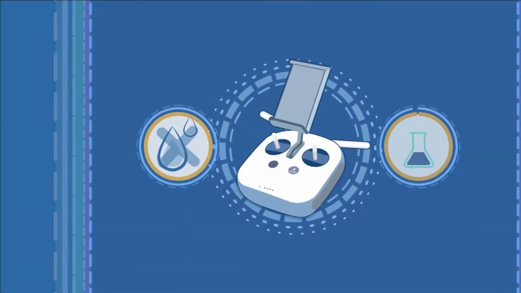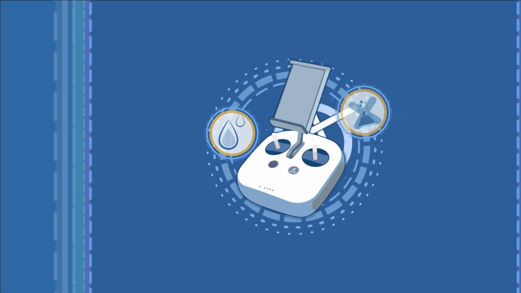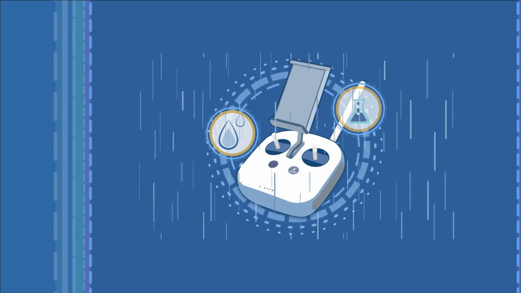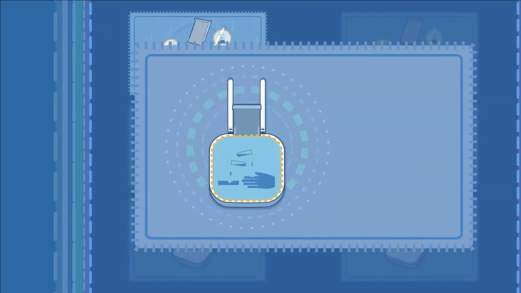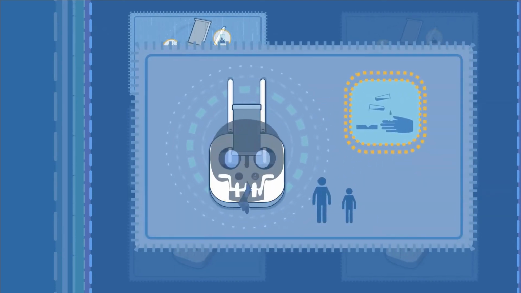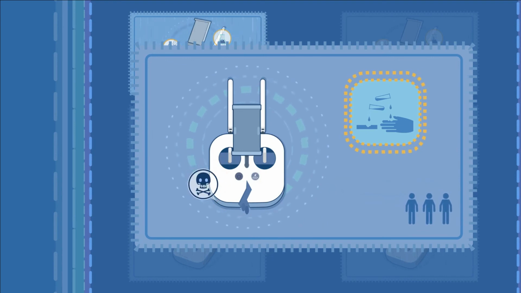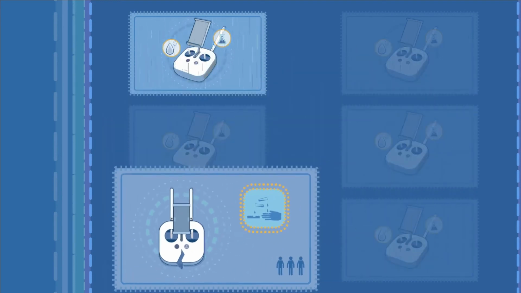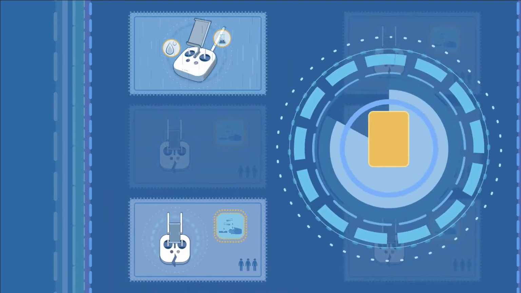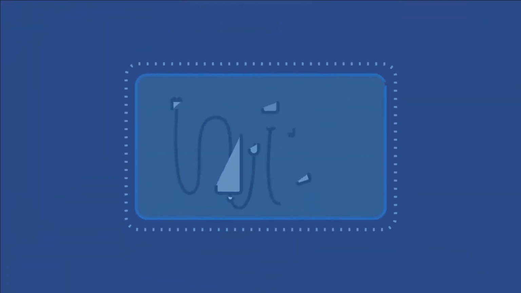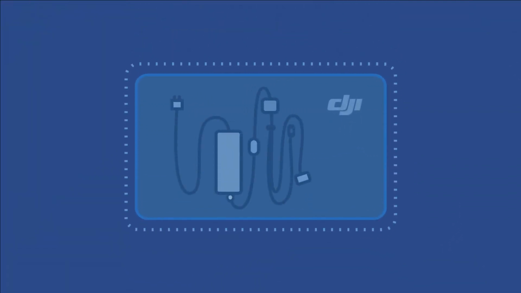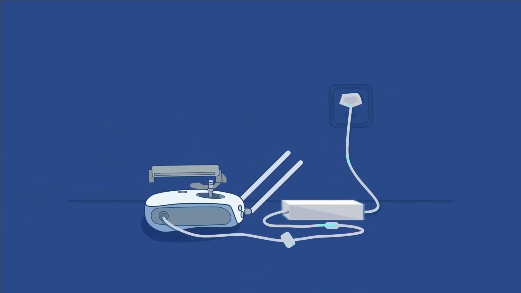Do not allow the batteries to come into contact with any kind of liquid. Do not leave the remote controller out in the rain or near sources of moisture. Electrolytes in the battery are highly corrosive. If any electrolytes leak, please contact DJI support as soon as possible. The remote controller should be charged in temperatures from 0 to 40 degrees Celsius. Always use a DJI-approved charger, and disconnect the charger when charging is complete.